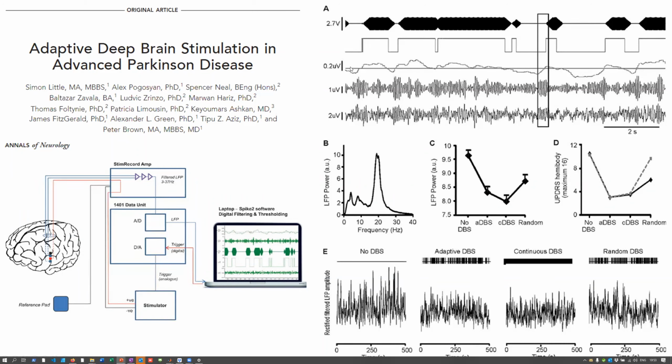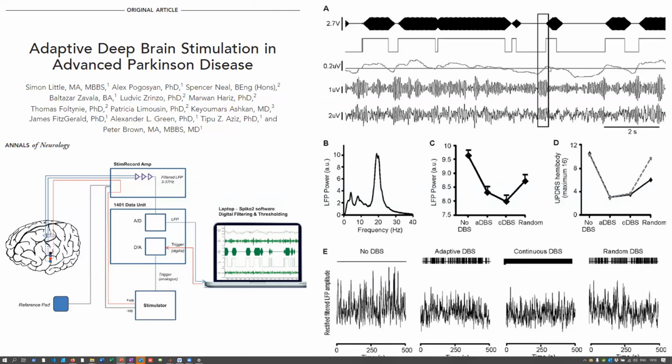And the way they used this was a very simple threshold that you can see here on the right side. Whenever beta band activity shown in this graph crosses a certain threshold in the amplitude, the stimulation is switched on. While when the stimulation suppresses beta band activity and it falls below this threshold, the stimulation is turned off.